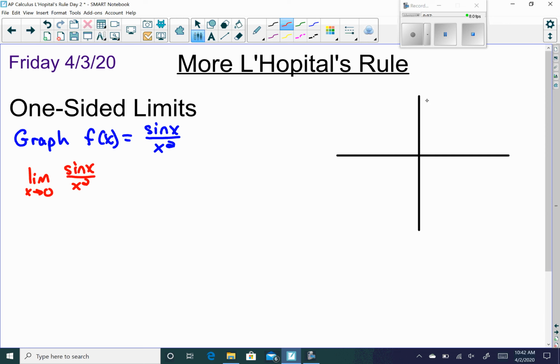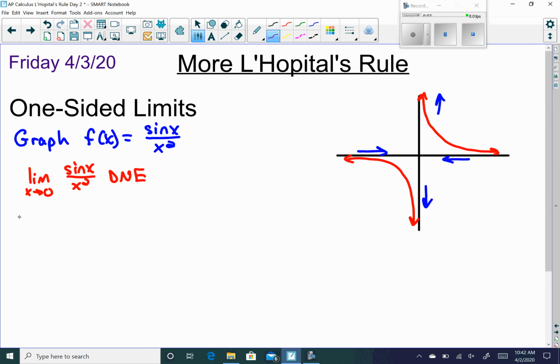All right, so hopefully you guys are getting something that looks like this. So if we're looking at x approaching 0, if we come from the right, our graph is increasing without bound. If we come from the left, our graph is decreasing without bound. So right now we would say the left-hand limit doesn't equal the right-hand limit, so overall this limit doesn't exist. But if we took a look at this as one-sided limits, I could show you still using L'Hopital's rule.